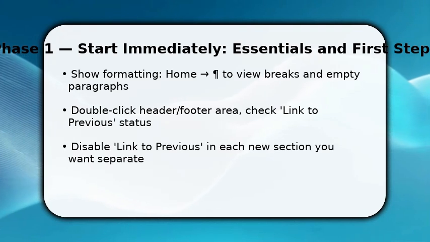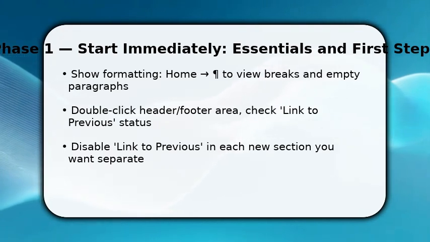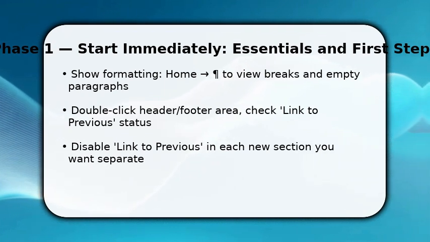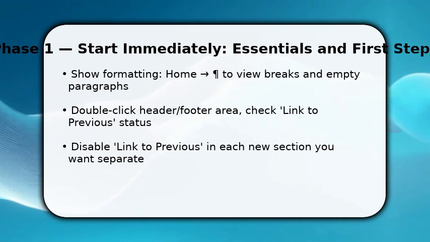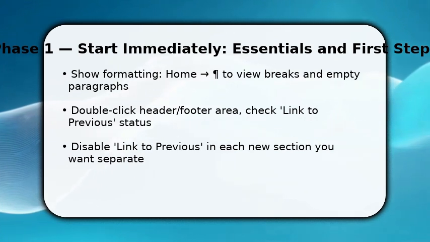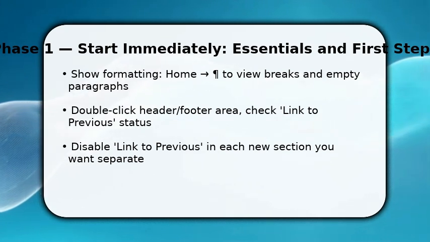Enjoy the video. You're starting in the document where section breaks already exist. First, double-click the header or footer in the new section. This opens the header/footer tools. You must disable link to previous so page numbers can differ between sections. Why? Because Word inherits headers and footers by default, so unlinking lets you control numbering per section.